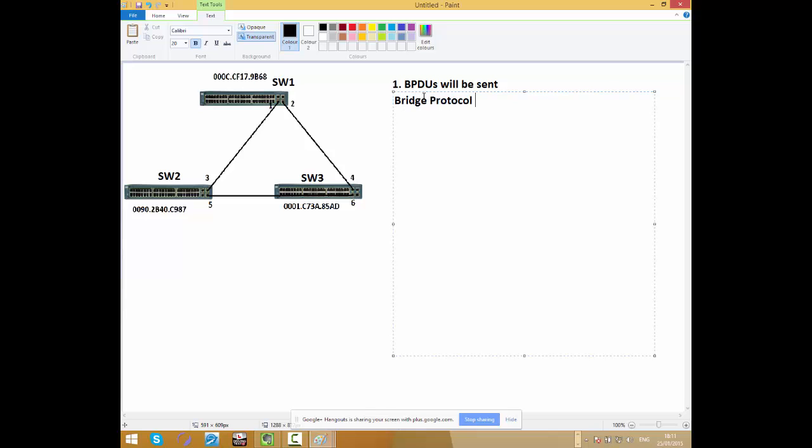And the information that it contains is simple. The information it contains is, this is my MAC address. So switch one is telling switch two, hey, this is my MAC address. Switch one is telling switch three, this is my MAC address. Switch three is doing the same thing, switch two is doing the same thing. So they are all telling one another their MAC addresses.